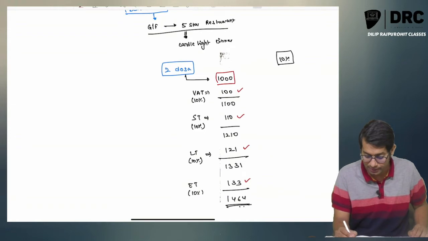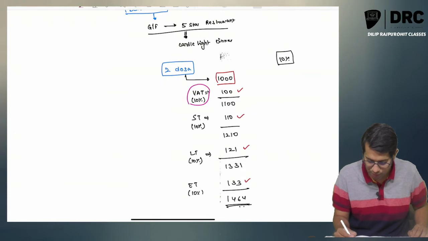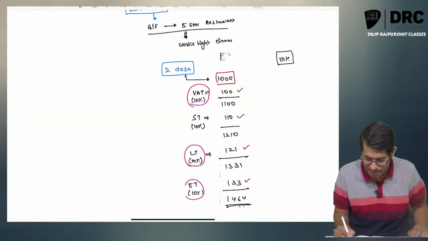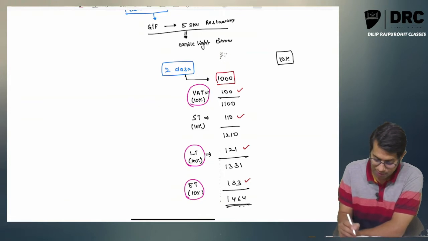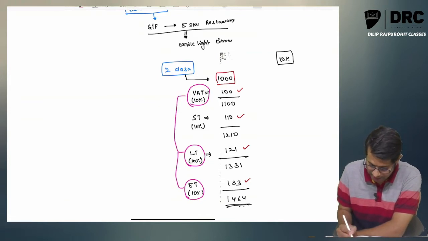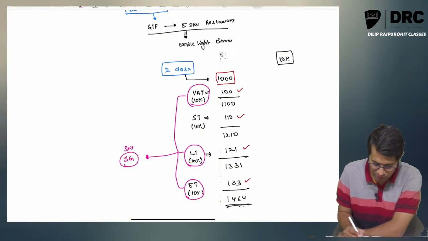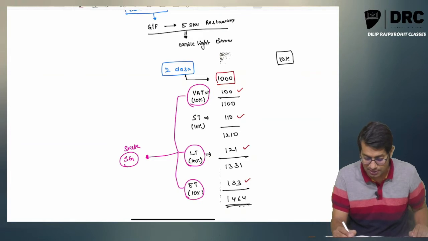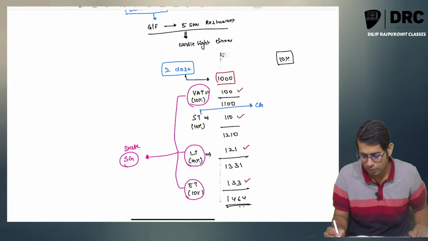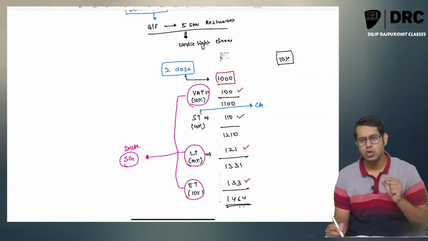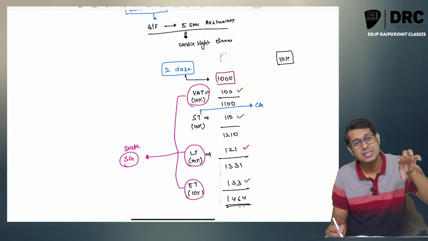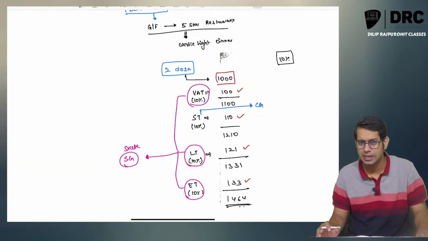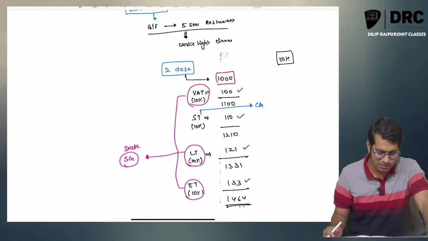Now if you see these taxes, VAT, luxury tax and entertainment tax, these were going to whom? State government. And the service tax which was collected was going to the central government. VAT, luxury tax, entertainment tax were collected by the state government, and service tax was collected by the central government.